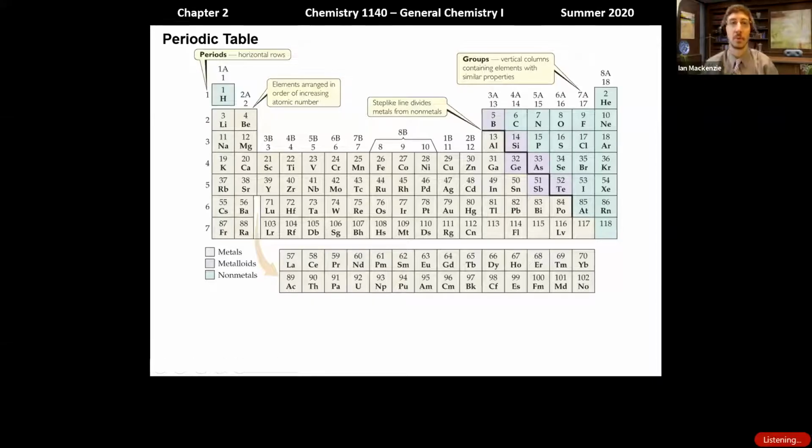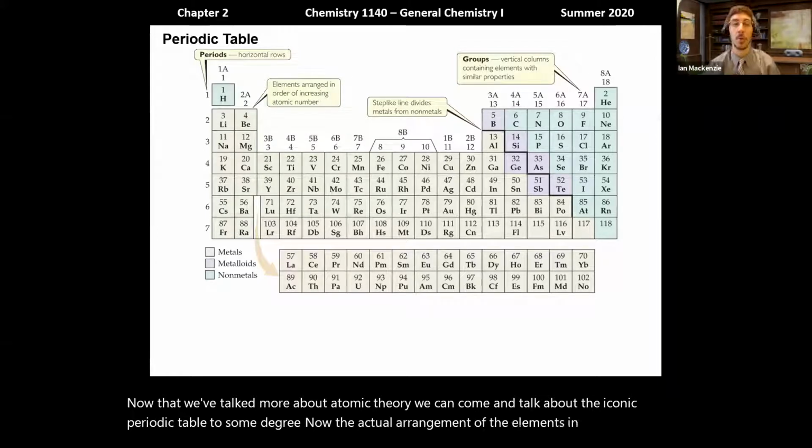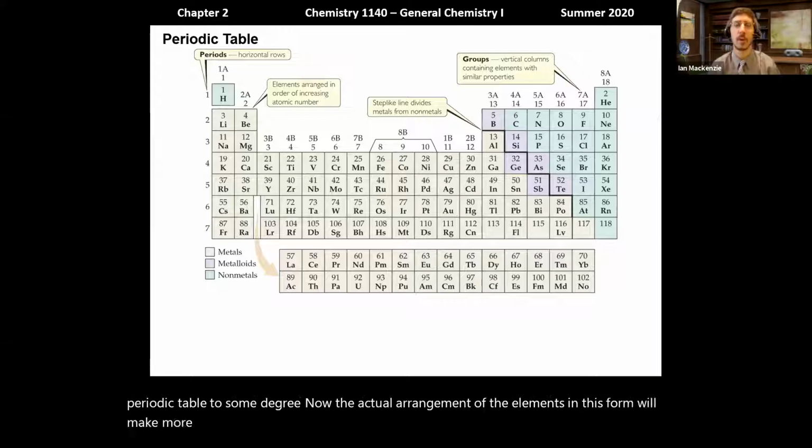Now that we've talked more about atomic theory, we can come and talk about the iconic periodic table to some degree. Now, the actual arrangement of the elements in this form will make more sense when we talk about the atom again in chapters 6 through 9. But here we can discuss a few points.